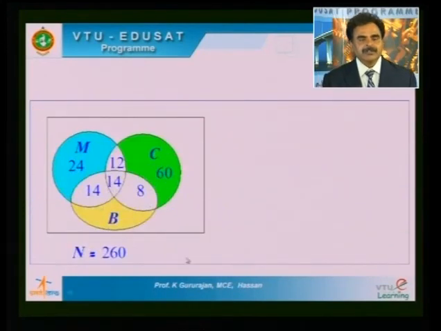Now we shall try to show the same by using a Venn diagram, because it is given that 14 students have taken all the three courses. So this is the portion common to M, C and B. Therefore in this region I will write the number 14.